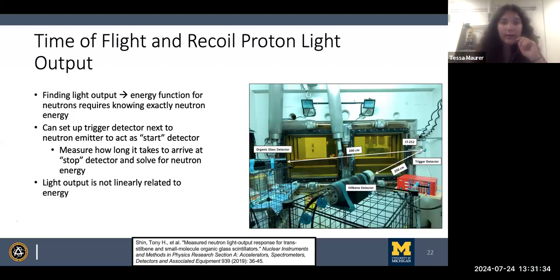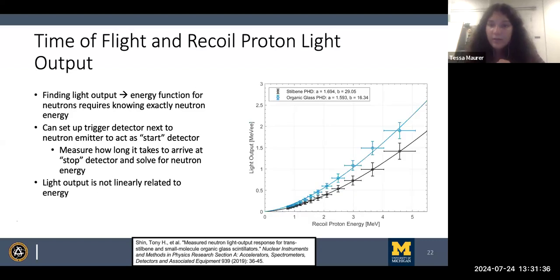So you can see that kind of result is shown here, where he does just that. He takes the light output quoted in electron equivalent, right? And then he plots it versus the recoil proton energy, which he finds from this time of flight experiment. And you can tell it's not linear. So this is a little bit more complicated to reconstruct and develop and fit for these detectors.